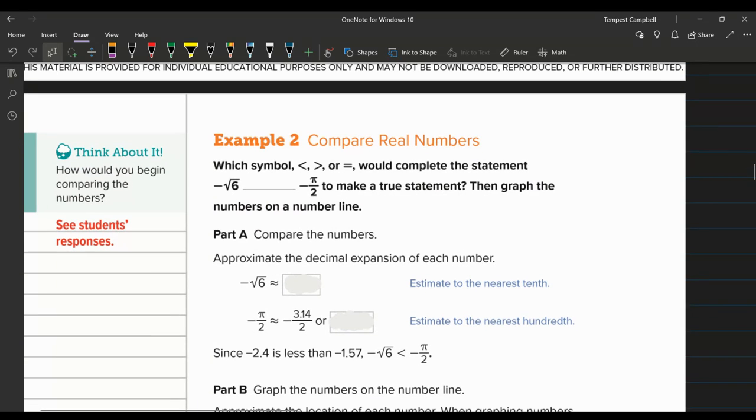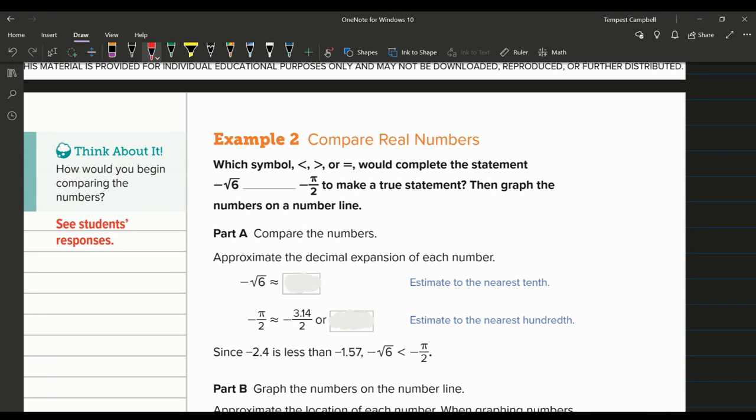Next example. So again, we're going to plug the square root of 6 into our calculator. Don't forget it's negative. So we're going to have negative 2.4. And now we have pi divided by 2. And it's a negative. So we're going to have a negative, and then whatever 3.14 divided by 2 is, which is 1.57. And we always want to round to the nearest tenth or the hundredth. When we're looking at decimal approximations, we really could have rounded this to negative 1.6.